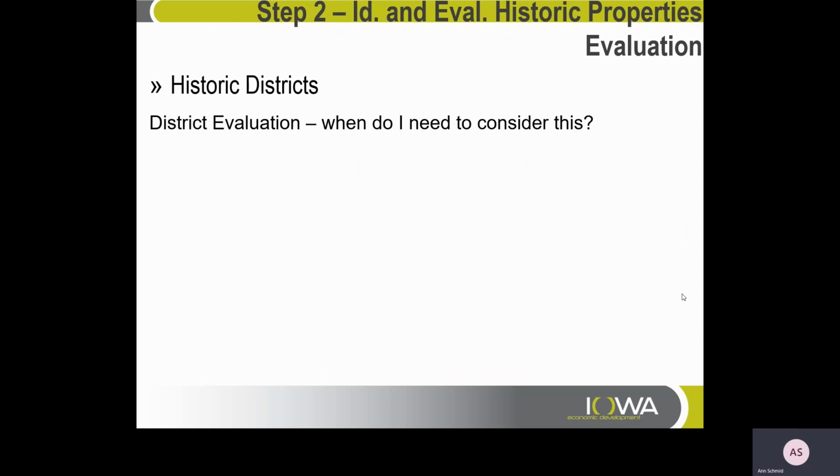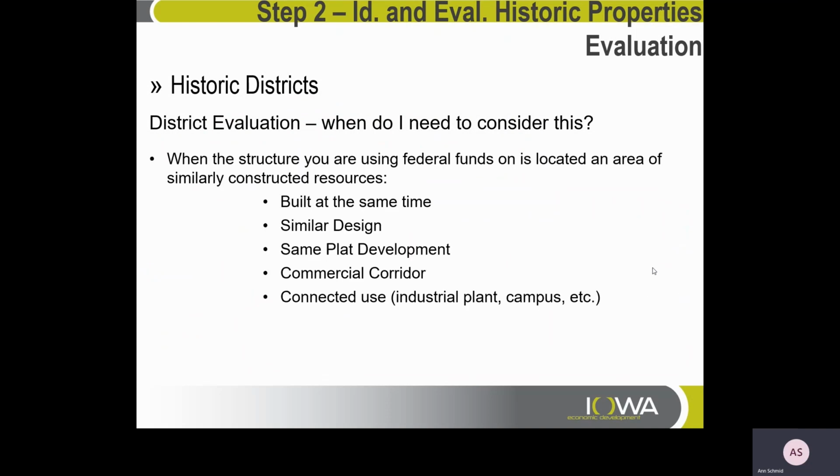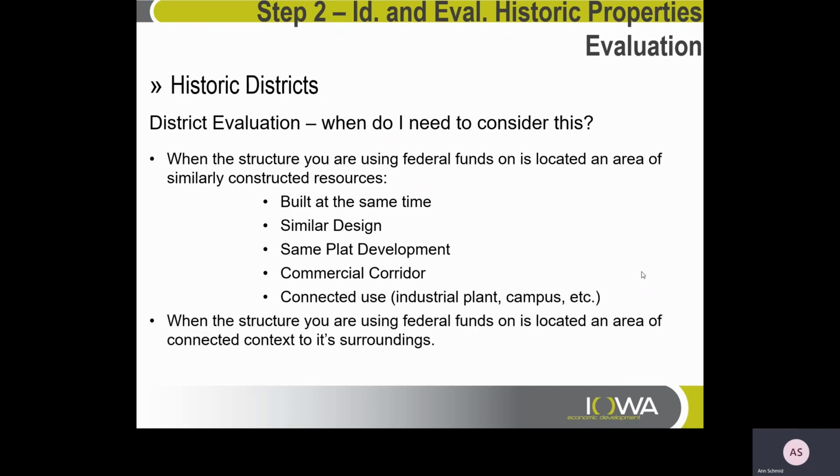So when do you need to consider district evaluation? When the structure that you are using federal funds on is located in an area of similarly constructed resources, built at the same time, similar design, same plat development, commercial corridor, connected use, such as an industrial plant or a campus of any kind. When the structure that you're using federal funds on is located in an area of connected use, you need to consider that surrounding and evaluate it as a district.